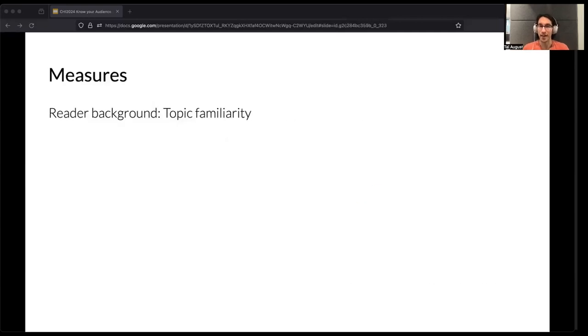Now, we measured reader background by asking participants after they read a summary how familiar they were with the summary's topic. And we measured reading experience by asking participants to rate how easy it was to read a summary, how interesting they found the summary, how valuable they found the information in the summary, and how confident they were in their understanding of that information.